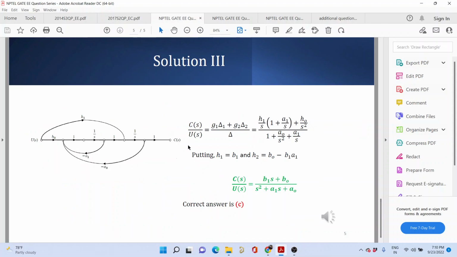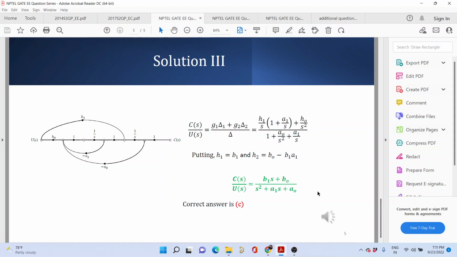The next step is simple: you have already found G1, delta 1, G2, delta 2 and delta. You simply substitute each of the terms with their corresponding expressions, and you end up getting H1 by S into 1 plus A1 divided by S plus A0 divided by S square, divided by 1 plus A0 by S square plus A1 by S. Now the next step is replacing H1 and H0 as per the question. If we do that, we get H1 equal to B1 and H2 equal to B0 minus B1 into A1. We replace these two expressions in this bigger expression over here, and we will get this expression.